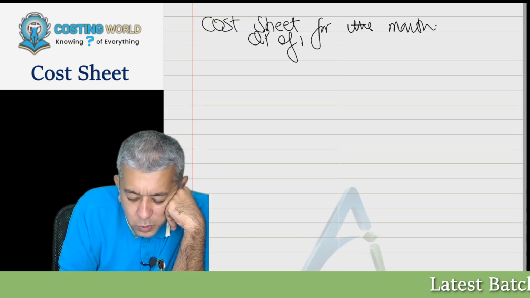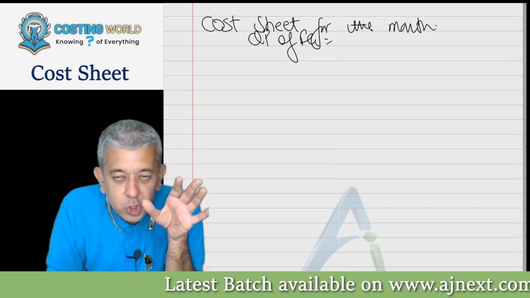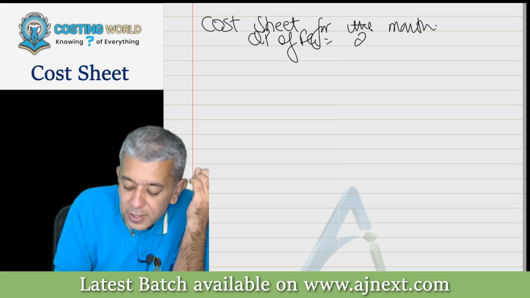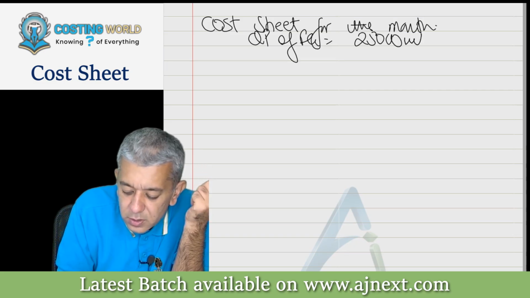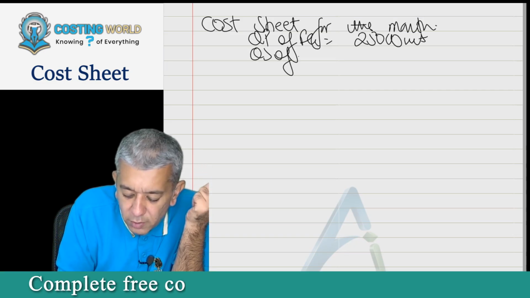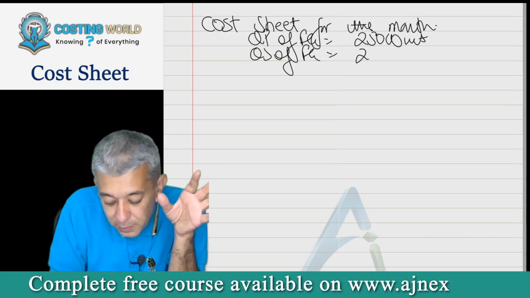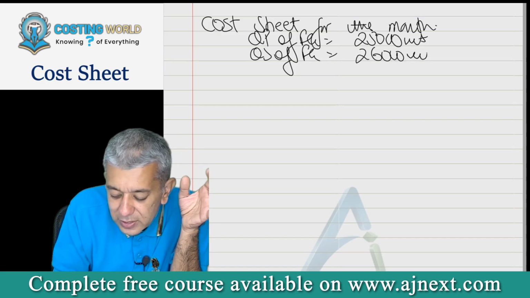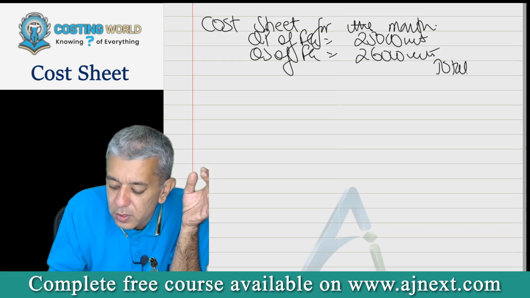Now month name is not given, so forget that. Quantity produced of finished goods, I am writing as many short forms as I can, that is 25,000 units. Then quantity sold of finished goods. You are going to be writing the complete things like the last question, 26,000 units. This will be total, this will be per unit.